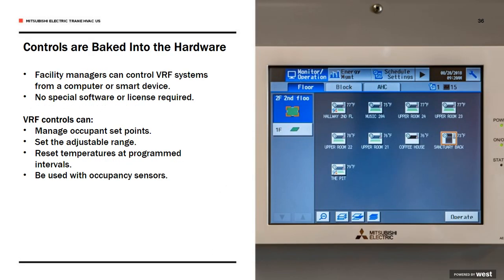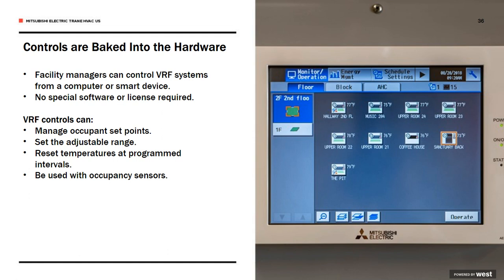The controls is another reason. Anybody in the HVAC business understands that controls is a necessary evil, quite honestly. I mean, usually you have a multitude of manufacturers and pieces of equipment that you're all trying to get to speak the same language and work together. The great thing about VRF is that all those controls are actually baked into the hardware.